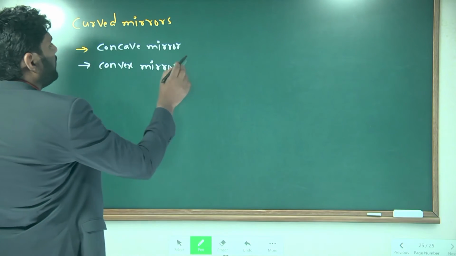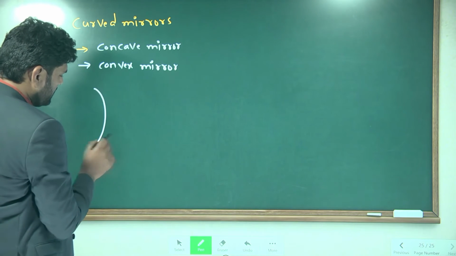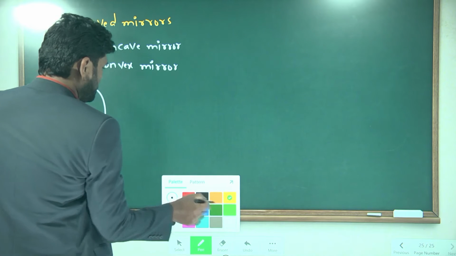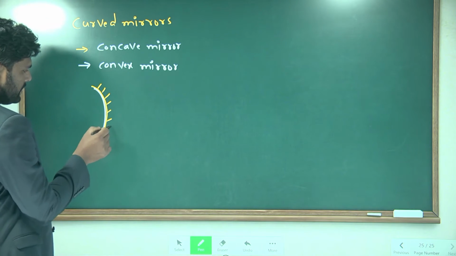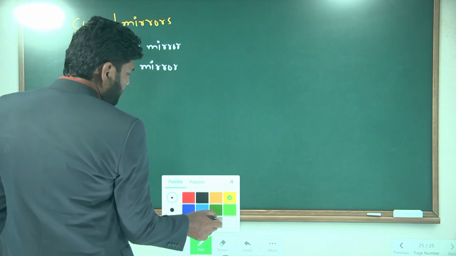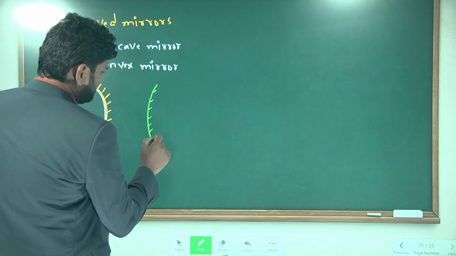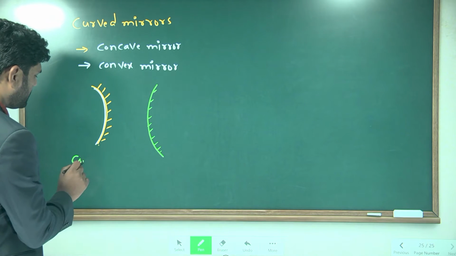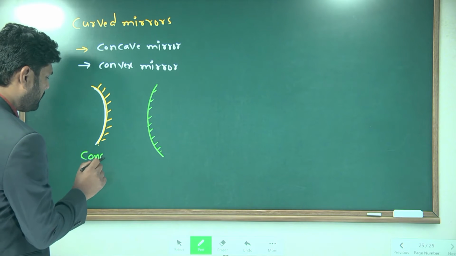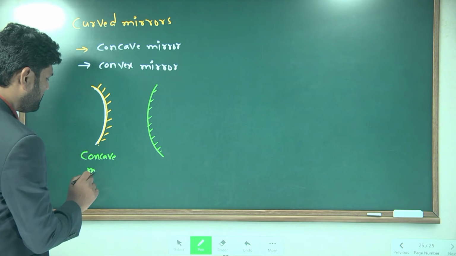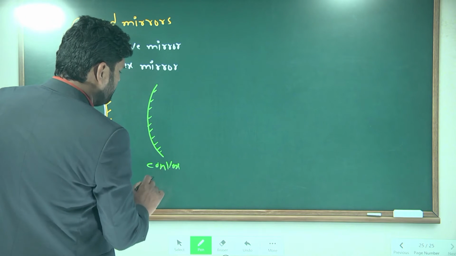Actually, a concave mirror appears like this way. Understand? Concave mirror appears like this way. This is the coating surface. Convex appears like this way. So this is your coating surface. Now here this is concave mirror, and this is convex mirror.